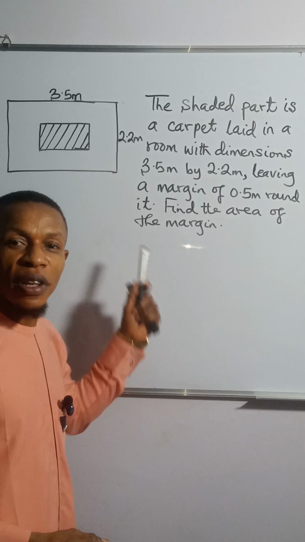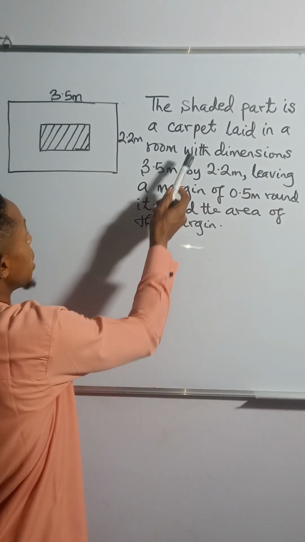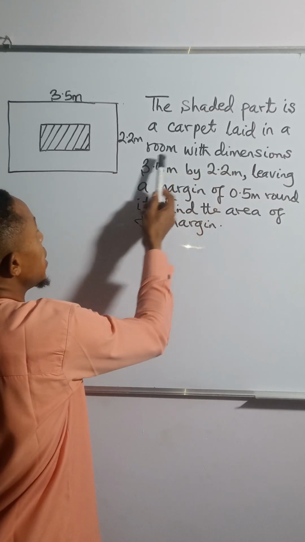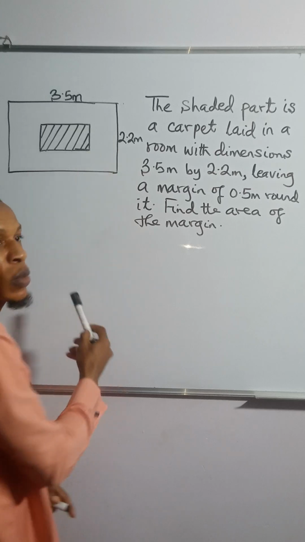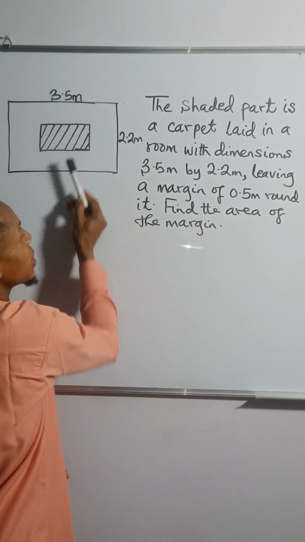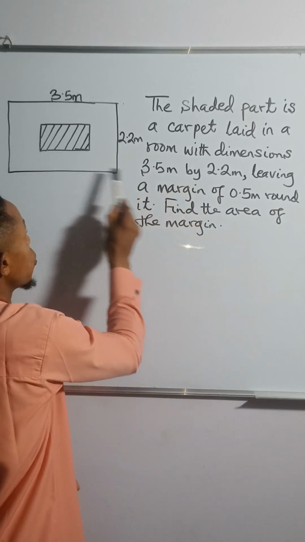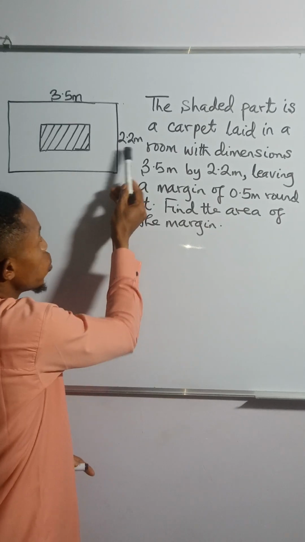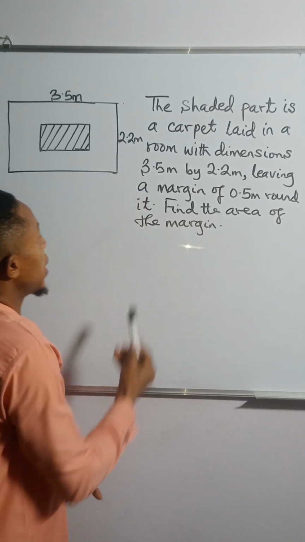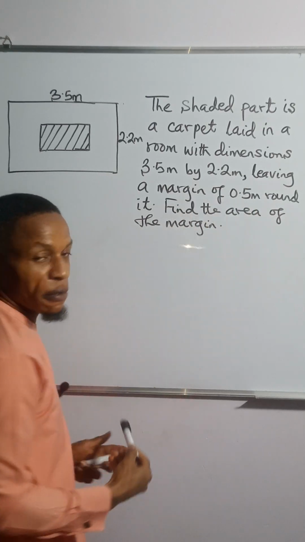All right, we have a figure on the board and we are told that the shaded part is a carpet laid in a room. So this is a room. This is the floor of a room. The shaded part is a carpet laid in a room with dimensions. So the dimensions of the room is 3.5 by 2.2 meters. And this carpet laid in the room leaves a margin of 0.5.